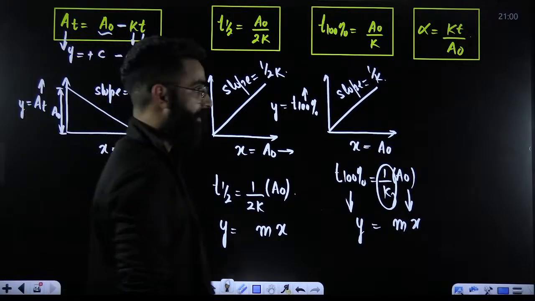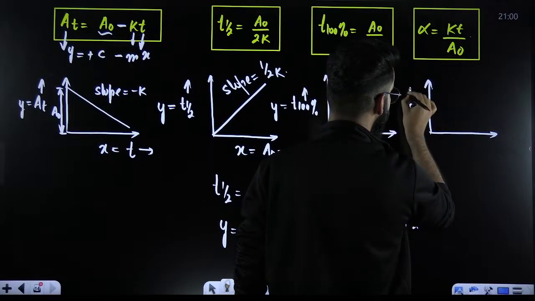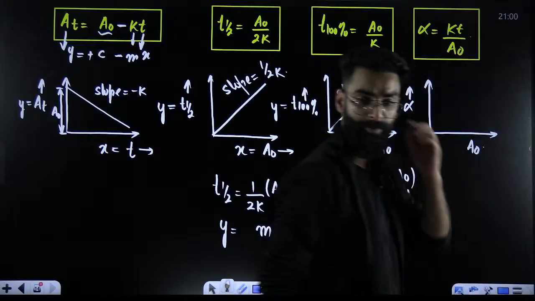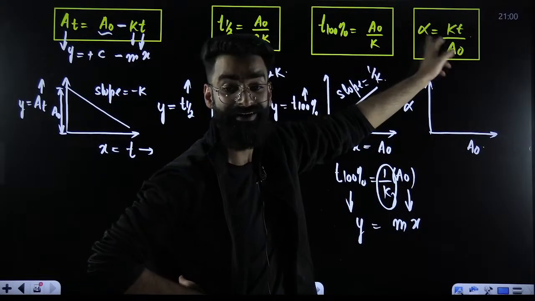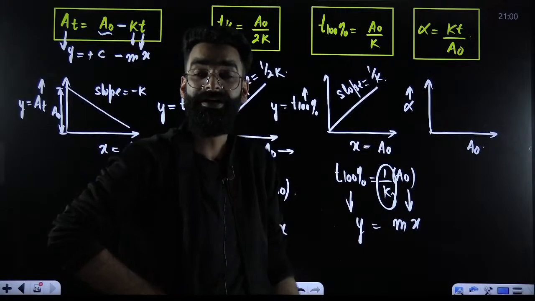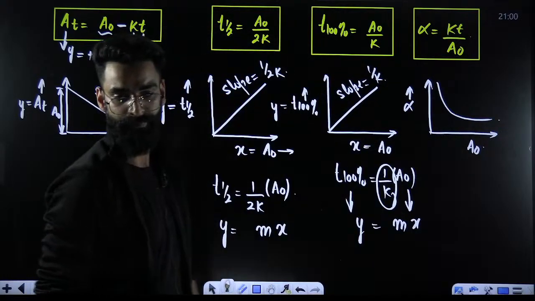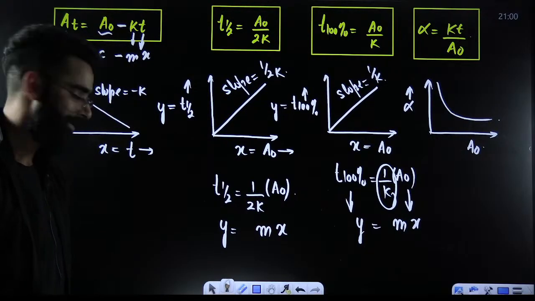Similarly, let's say you need to make a graph between alpha versus A naught. Can you let me know the nature of the curve between alpha and A naught? You know the equation already. Alpha and A naught are inversely proportional. If they are inversely proportional, the nature of the curve is going to be a hyperbola. So easily you can draw them.